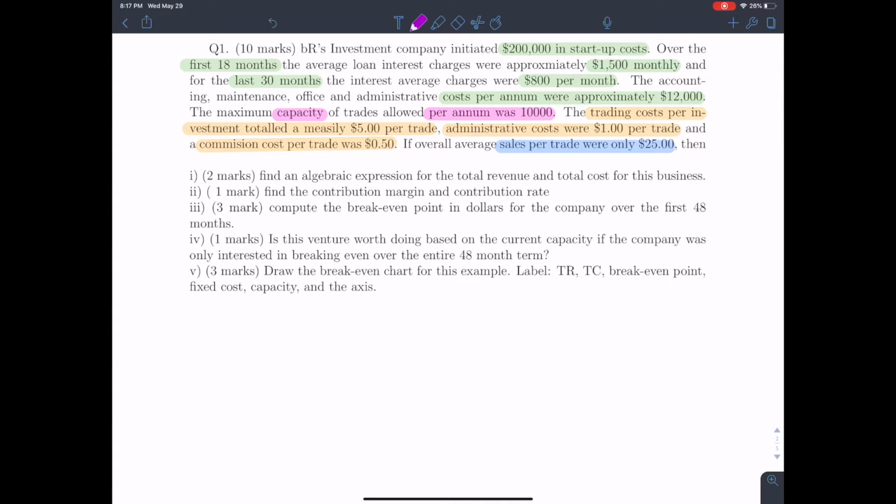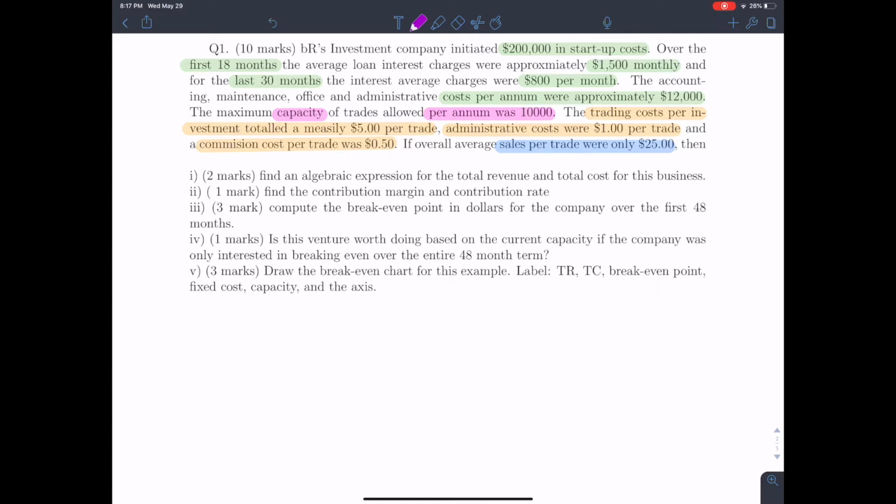The accounting, maintenance, office, and admin costs were per annum, so per year, $12,000. So let me pause there. Before reading anything, I do know this is some kind of break even that I will have to incorporate all these costs into.